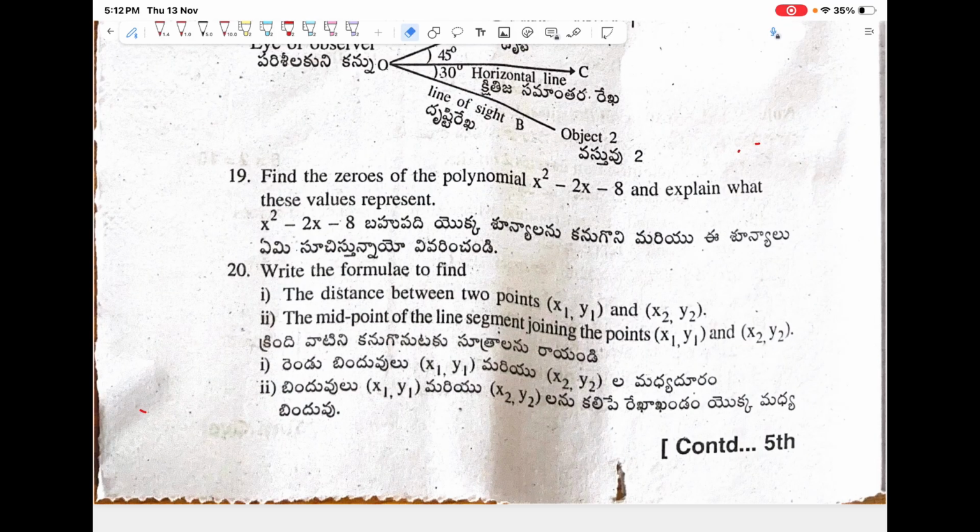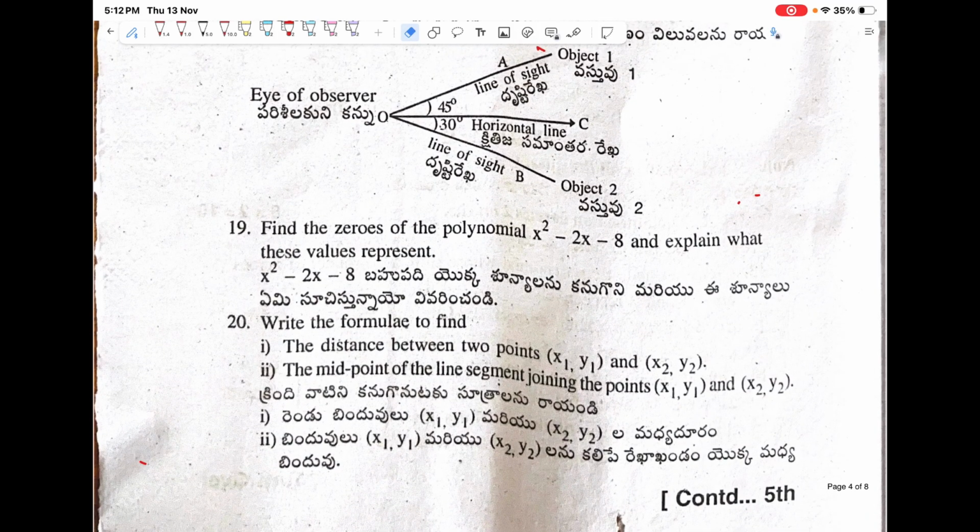Find the zeros of the polynomial x square minus 2x minus 8 and explain what these values represent. First let us split the middle term of x square minus 2x minus 8 equals 0. What will help us to split the middle term? Coefficient of x square is 1 and constant term is minus 8. So factors of minus 8 will help us to split the middle term minus 2x.